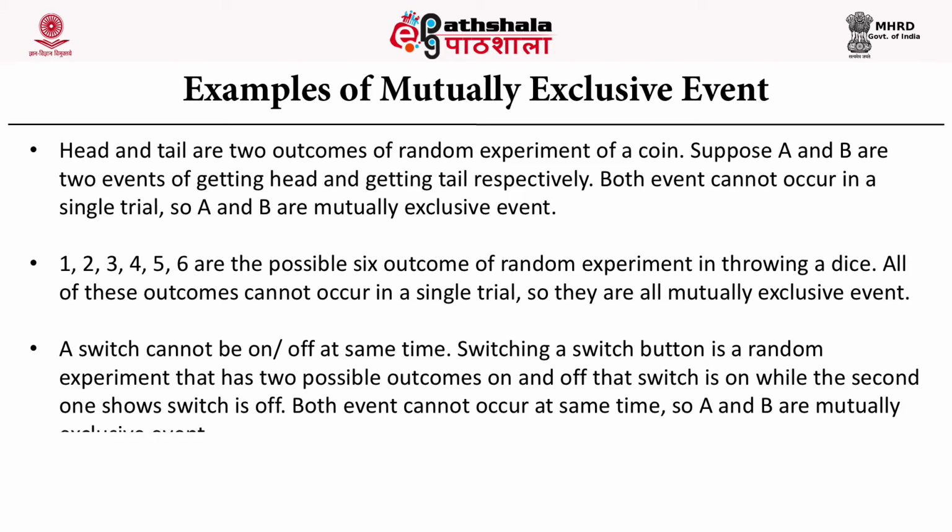A switch cannot be on and off at the same time. Switching a switch button is a random experiment that has two possible outcomes, on and off. That switch is on, while the second one shows the switch is off. Both events cannot occur at the same time. So A and B are mutually exclusive events.